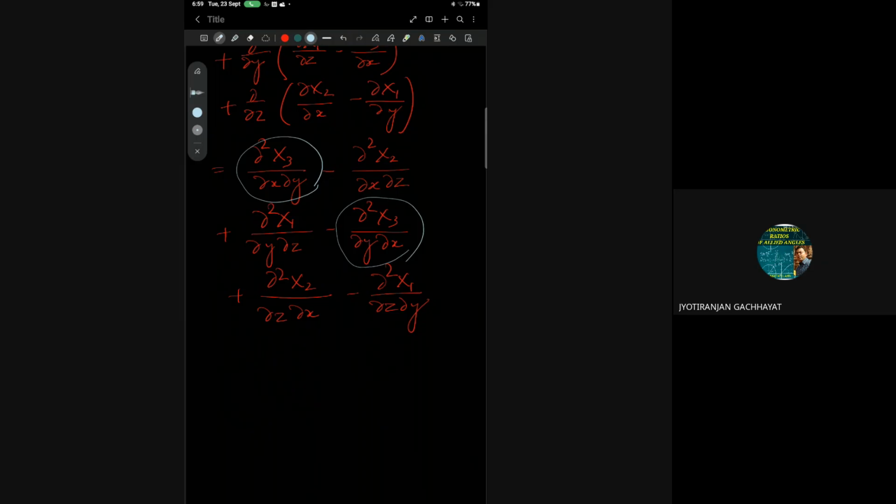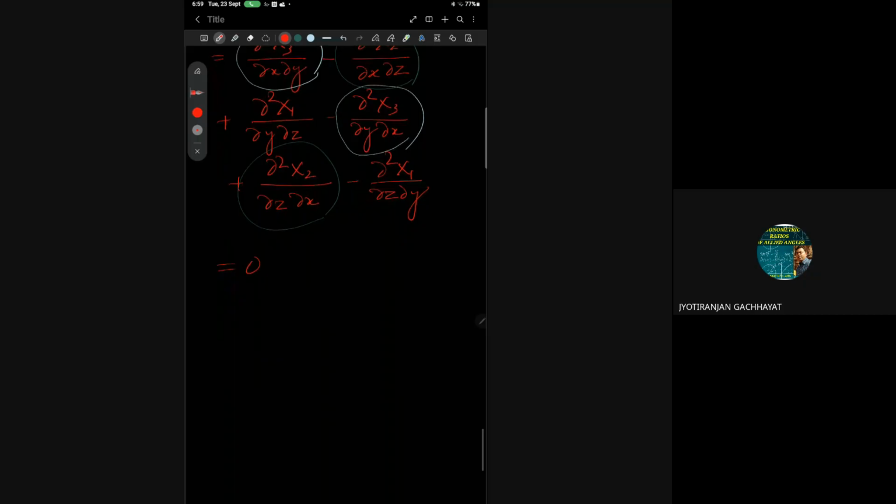So these two terms, because this is plus and this is minus, they will cancel each other. Similarly, del square x2 by del x del z and del square x2 by del z del x will cancel each other. So finally this will be equal to 0. So del dot del cross x is equal to 0.